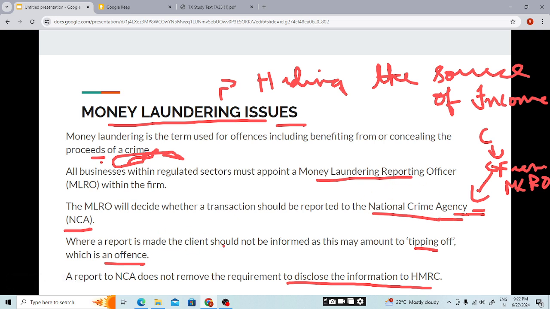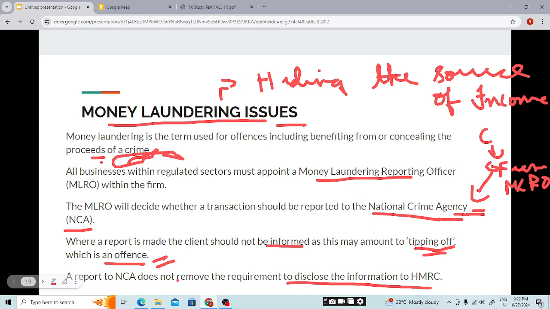Where a report is made, the client should not be informed, as this may amount to tipping off, which is an offense. So if you tell the money laundering officer that the client is doing money laundering, you must not inform the client. You should not tell your client that you have reported to the money laundering officer. If you do this, it will be tipping off. Then your client will get to know and he will make the changes he needs to, so that he will not come under the money laundering regulations.